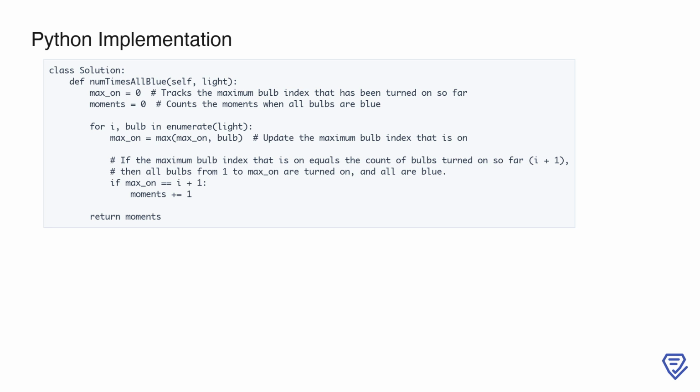4. Return the result. After processing all moments, the variable moments contains the total count of moments when all active bulbs were blue. This value is returned as the result.